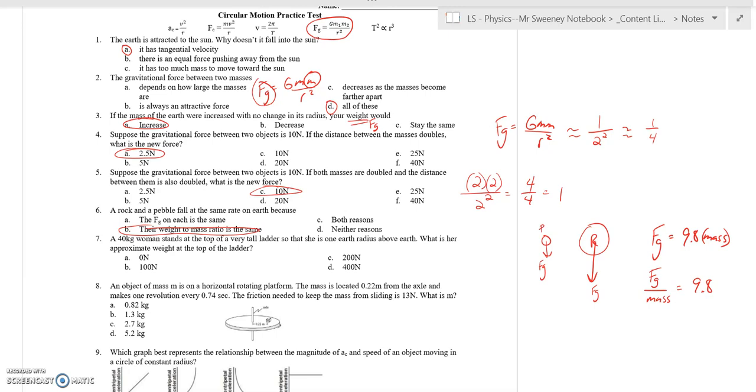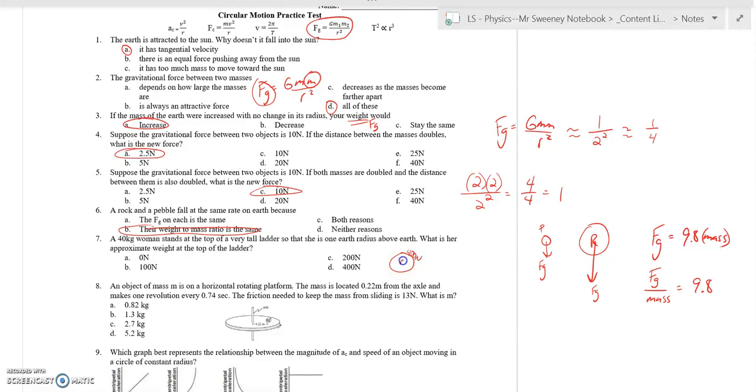Number 7, a 40-kilogram woman stands at the top of a very tall ladder, so she's 1 Earth radius above the Earth. What is her approximate weight? So, when she was on the surface of the Earth, her mass is 40, so 40 times approximately 10 would be about 400 newtons.